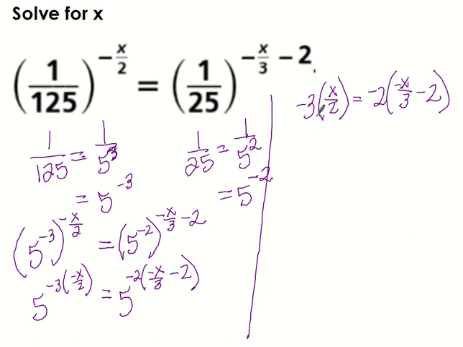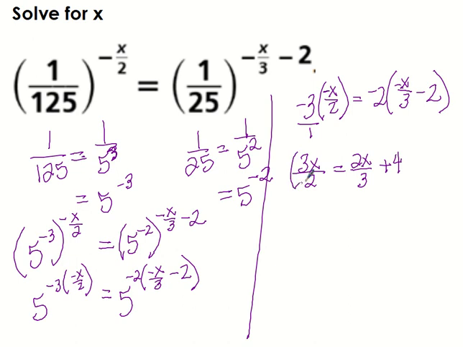So I'm going to just multiply here, right? If I have numerator, it's going to become negative. Oh, I lost my negative here. Oh, hold on. A negative times a negative is a positive, right? -3 times -x is 3x divided by 2 equals negative times a negative is a positive, so 2x over 3, and then -2 times -2 is positive 4.